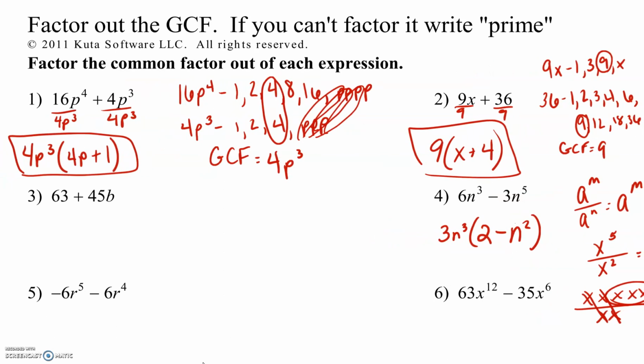So 63 and 45b. So 9 goes into 63 and 45. So I believe that's going to be our greatest common factor. Let's see. 9 goes into 63 7 times, plus 9 goes into 45 5, and we still have a b. 5 and 7 don't share a factor, so we can't factor any further. That would be our final solution, our final answer.